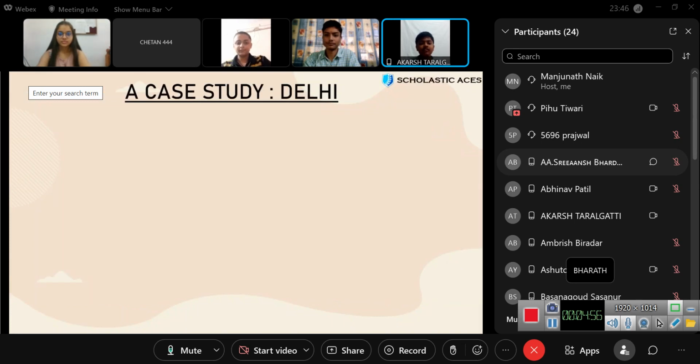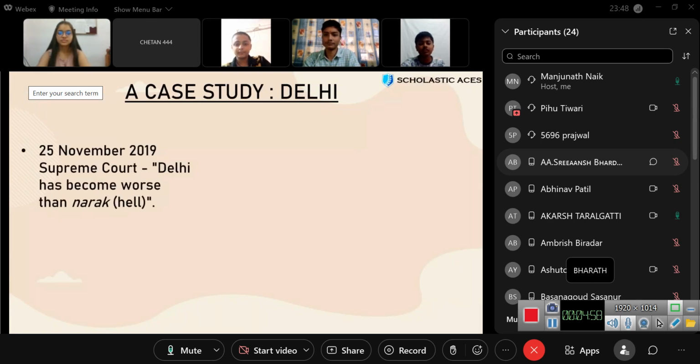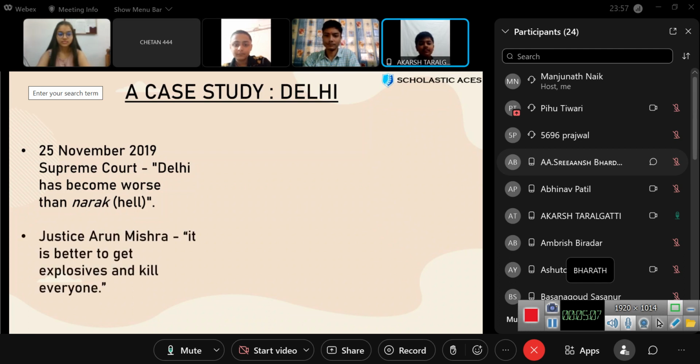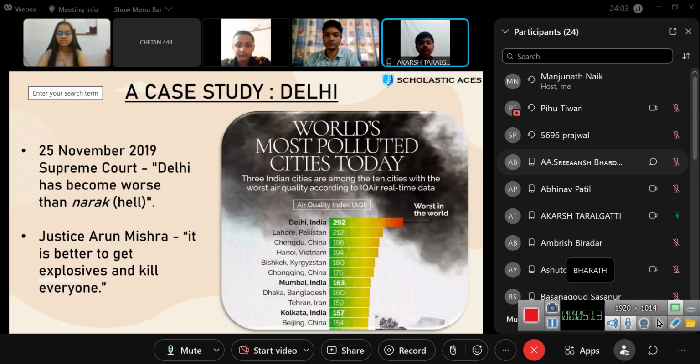Our team has taken an initiative to do a case study on Delhi. On 25th November 2019, the Supreme Court declared that Delhi has become worse than Narak, that is hell. Justice Arun Mishra said that it is better to get explosive and kill everyone. This is the image which shows world's most polluted cities today by their air quality index, and we can see that Delhi is at the top of the list.